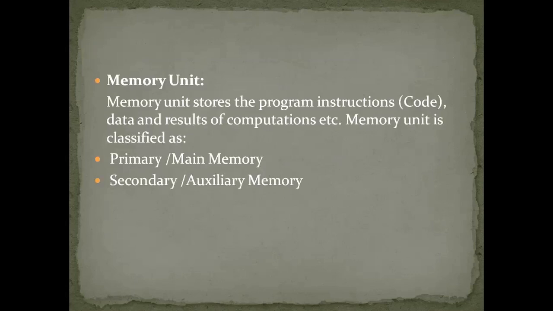The memory unit is a storage area. We can store the data, the instructions, and also the results in memory. Memory is commonly classified into 2 types: primary memory and secondary memory. Primary memory is called main memory. Secondary memory is called auxiliary memory.